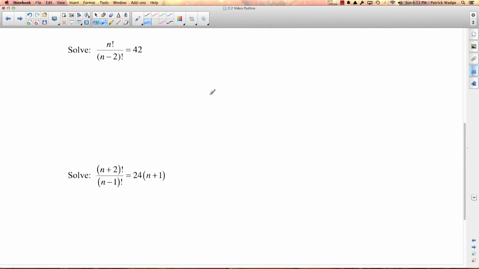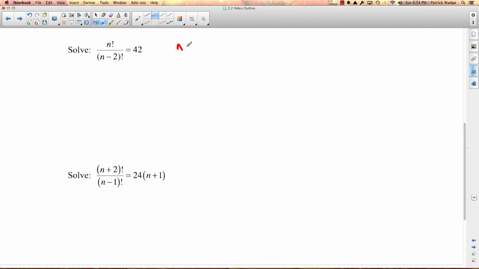Great. Now we're going to solve some equations with factorial notation in them. I really like these. I think it's kind of enjoyable. Alright, so let's start here on the left hand side. We're going to do exactly the same thing we were already doing. What's bigger, n or n minus 2? N. So that's the one we're going to write out a little bit.